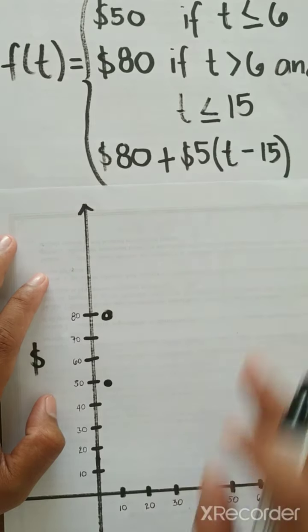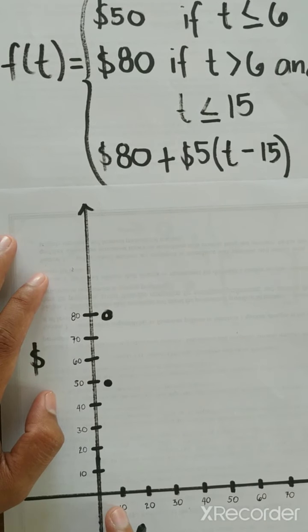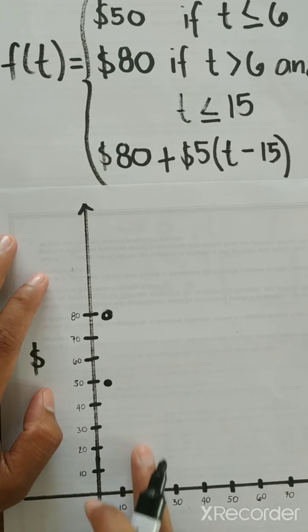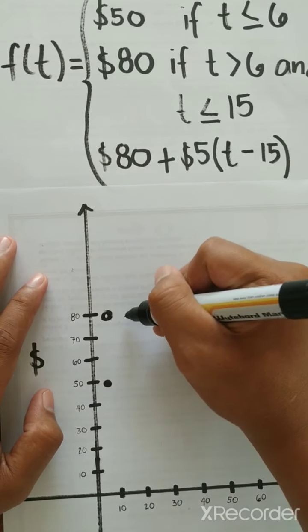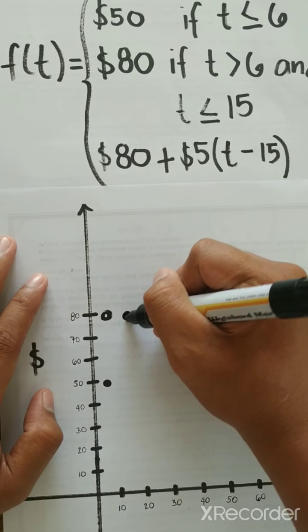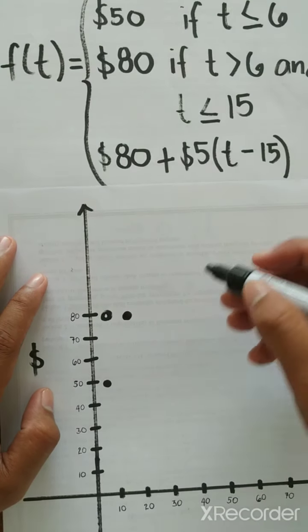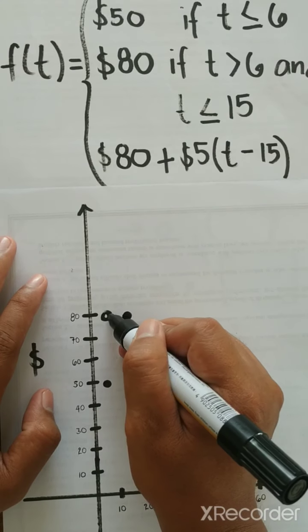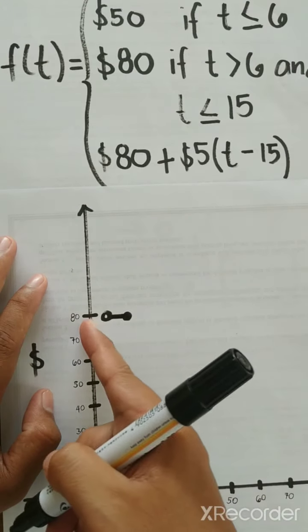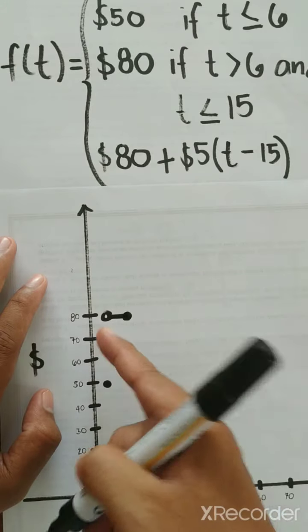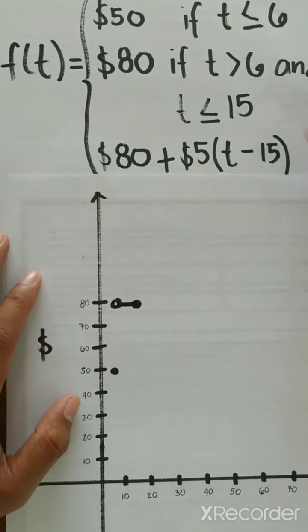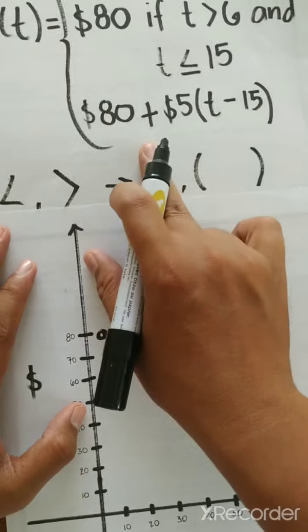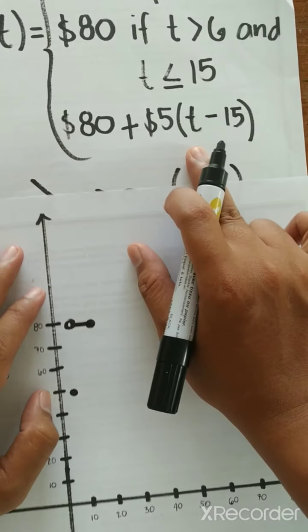Next, we have 15. Okay, so 15, and we have here a solid dot, because it has an equal sign. So we are going to connect that one because it is in the same line. That will be 80. We label that later. And last, we have this 80 plus $5 t minus 15.